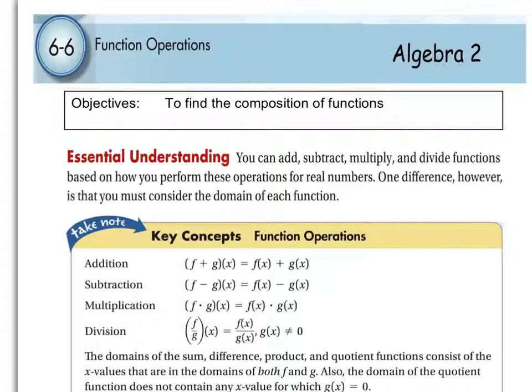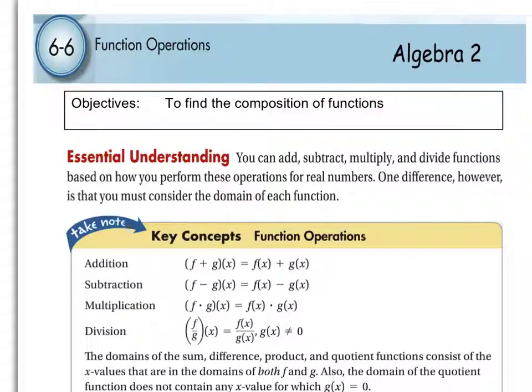This is section 6.6, part 3, function operations. In this part of section 6.6, we're going to find the composition of functions. Composition essentially is going to be talking about taking one function and putting it in the other. Okay, we're going to compose them. We're going to put one into the other.